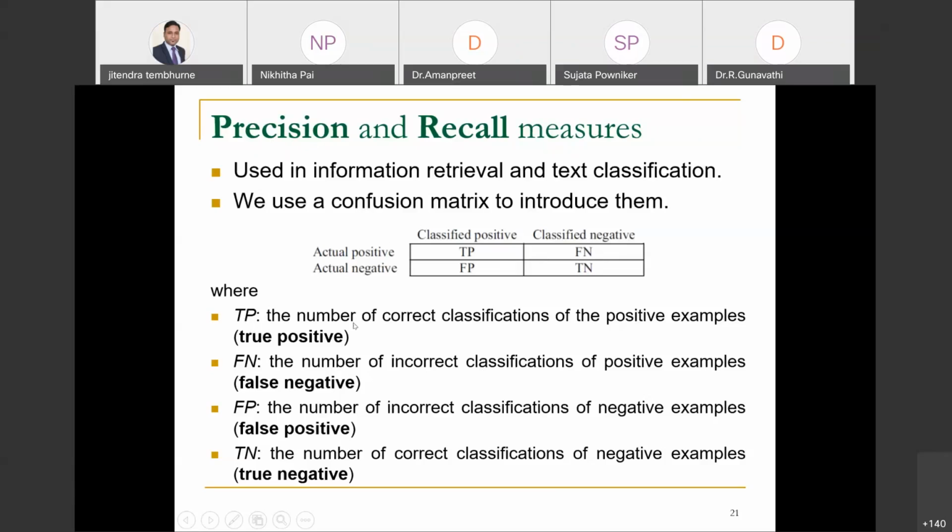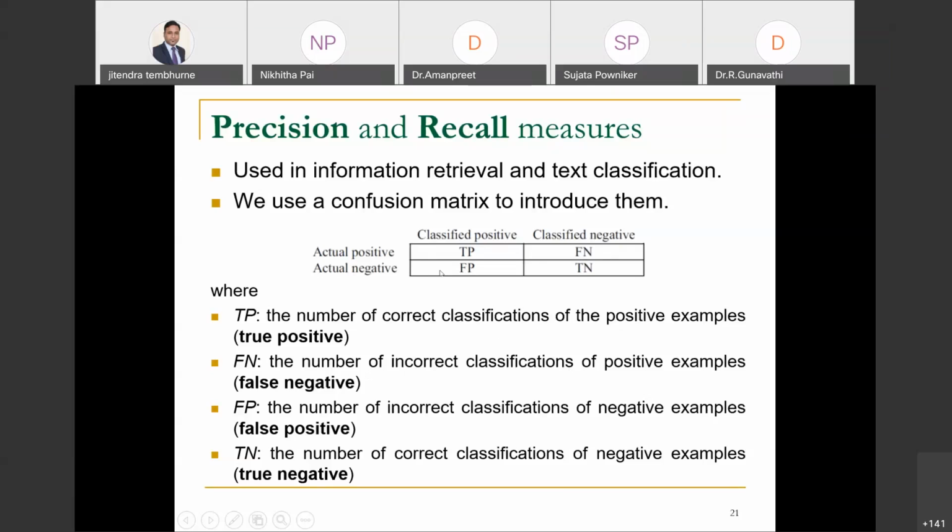So TP stands for the number of correct classifications. Here, this is talking about the number of correct classifications of the positive examples. Your example is positive, and the classification is correct. Moreover, FN indicates incorrect classification of positive examples. The first row is talking about positive, the second row is talking about negative.